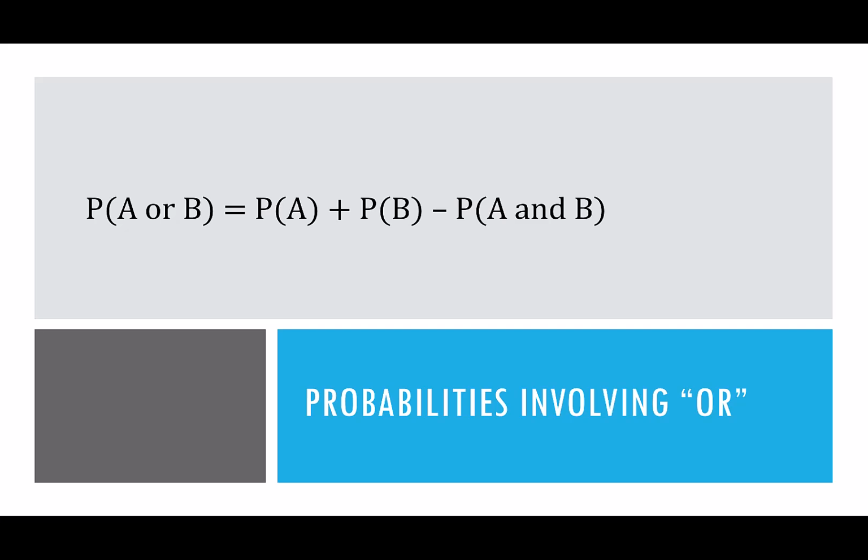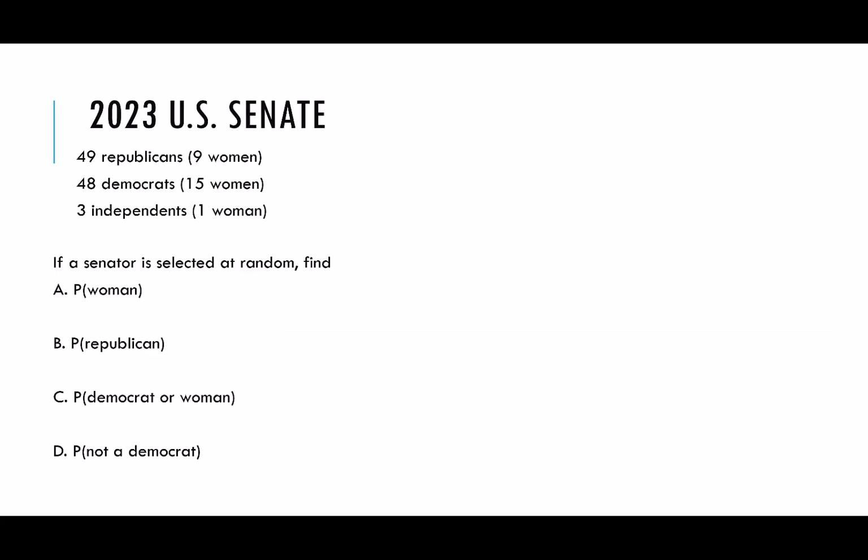Because an outcome could belong to both events A and B, we need to subtract any overlap of the two events. Our formula for calculating the probability of A or B will be the probability of A plus the probability of B minus the probability of A and B. Let's try a few examples.